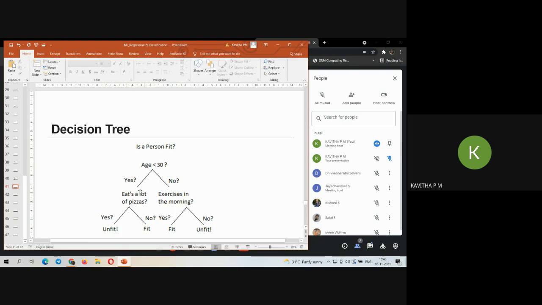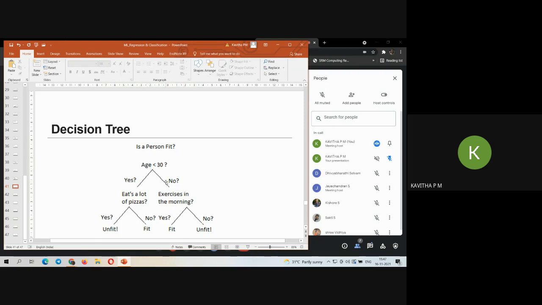Next, this particular terminal node will act as the decision node. Here again we have a question: if he is eating a lot of pizza, if it is yes, he is not fit. If it is no, he is actually fit. And we have one more terminal node with respect to age less than 30.